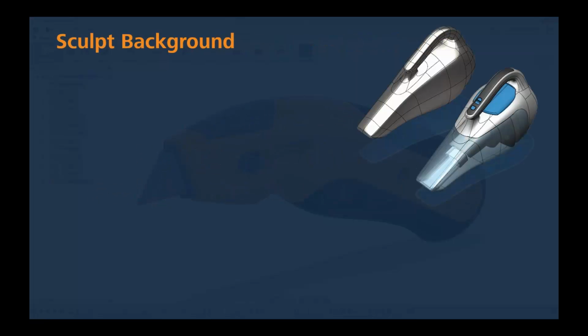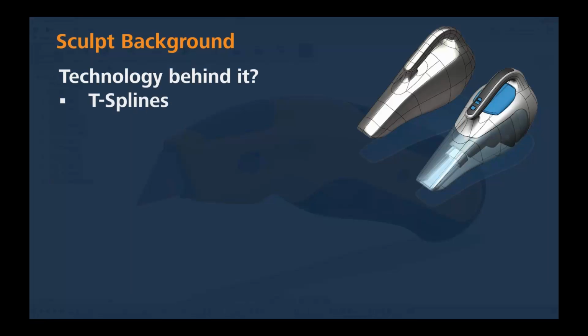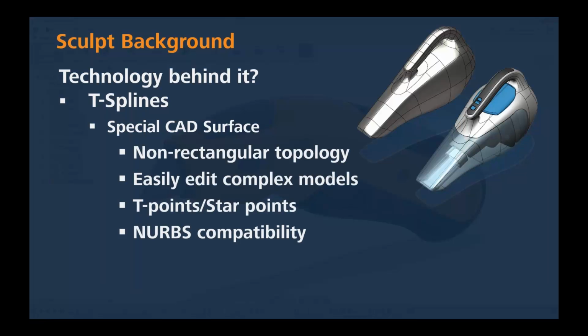If we look a little bit about the sculpt background, what's the technology behind it? Well, it uses technology called T-splines, which was an Autodesk acquisition a number of years ago. It's effectively a special CAD surface that enables you to utilize techniques and technology that you may not have been able to use using traditional CAD tools.